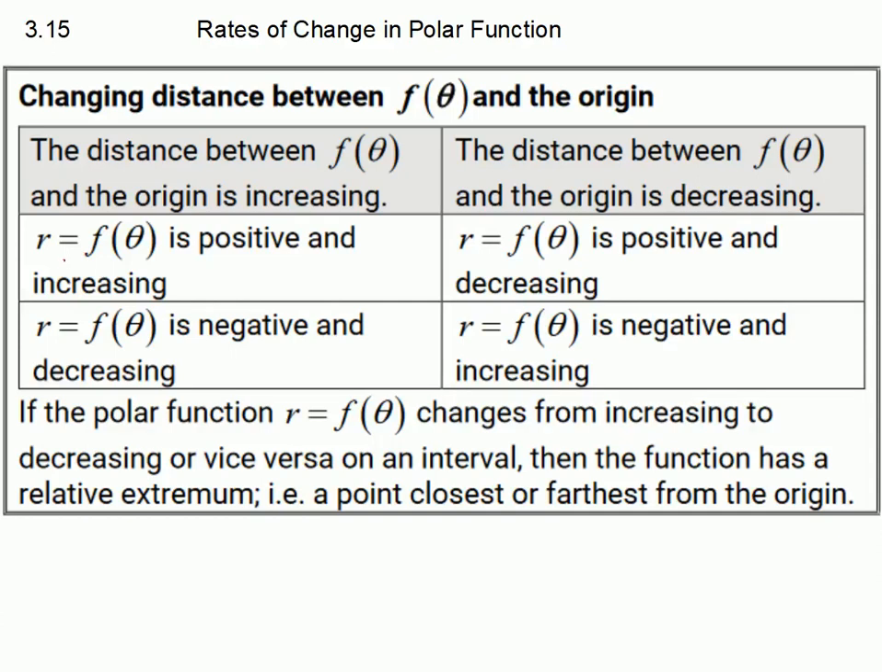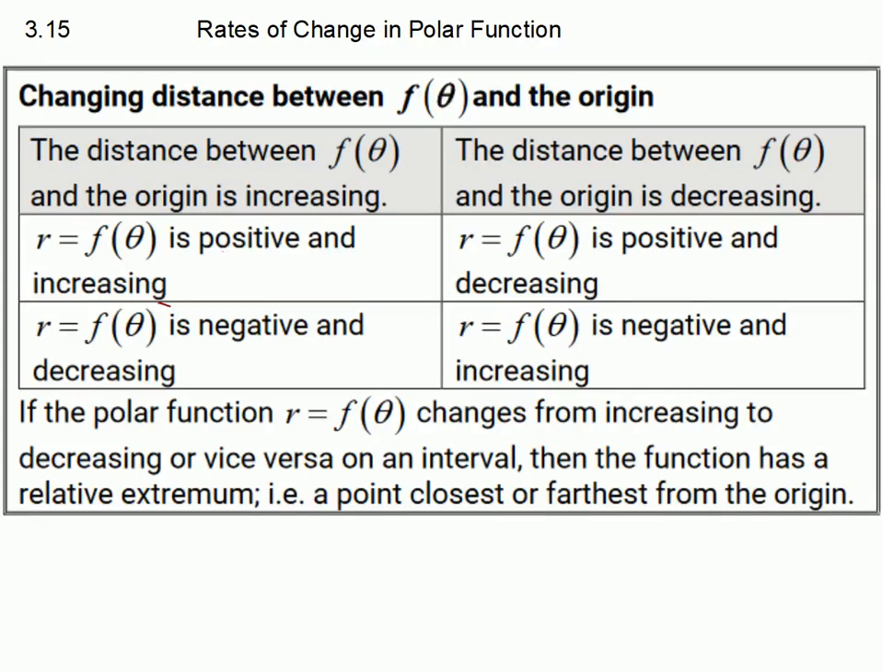We see that if the r function, or of course f of theta, that's how they'll call this function, is positive and increasing, keep in mind that when the function is increasing, that means there's a positive rate of change. We could also see that f of theta is negative and also decreasing, and that would indicate that the distance between the function and the origin is increasing, which just means the function is getting further from the origin.